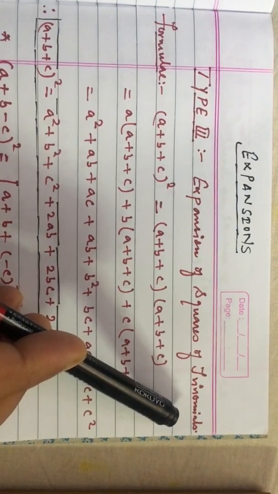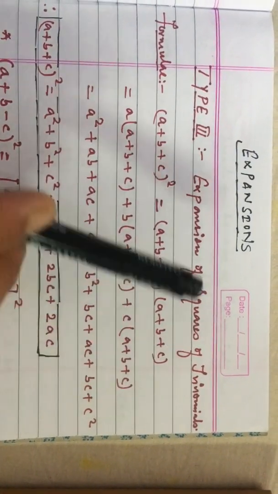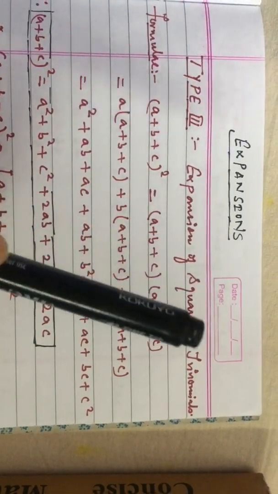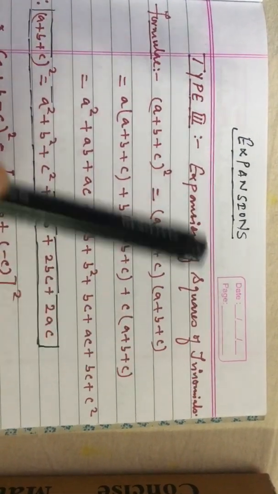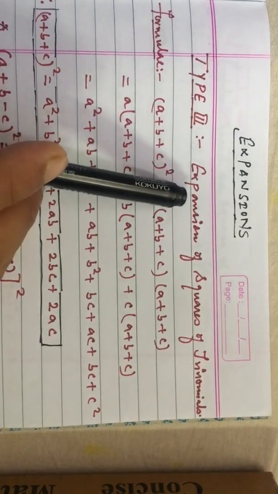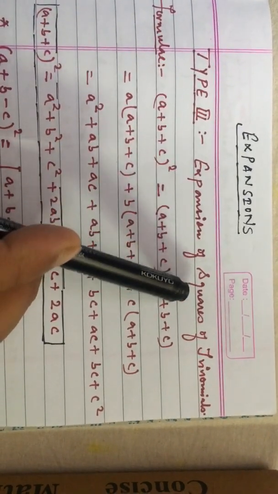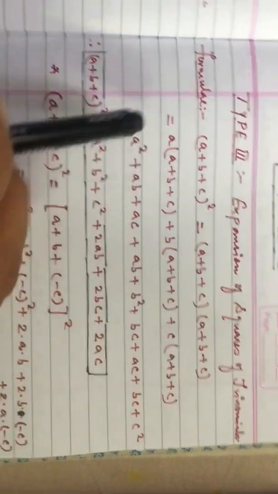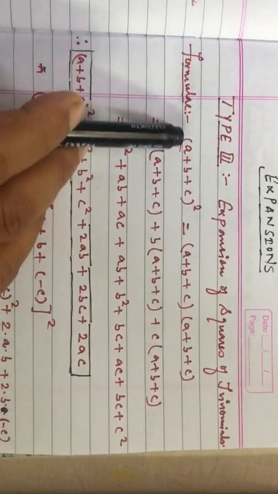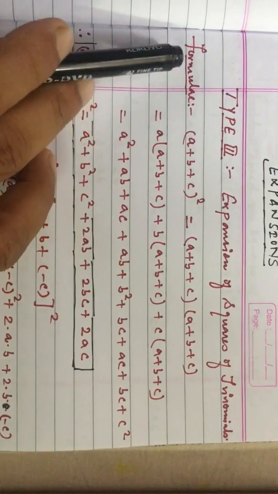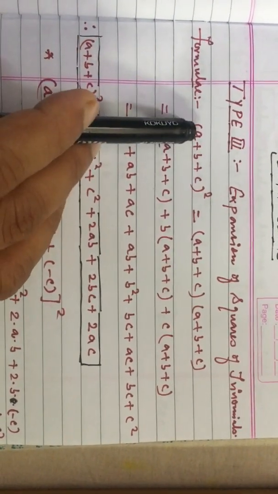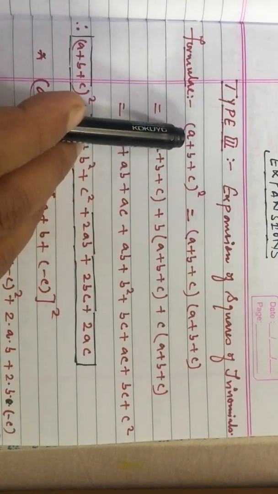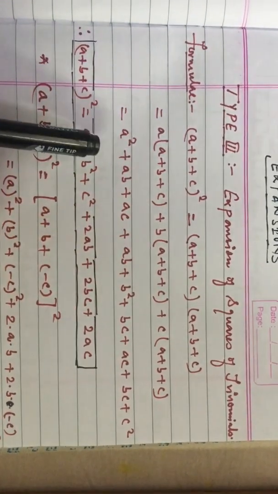In the previous class we had seen expansion of squares of binomials, expansion of cubes of binomials. Now in the third type, today we have to see the expansion of squares of trinomials. Now see, let us see the example, or you can say the formula, a plus b plus c whole square. Now today I have to explain how we have to derive the formula.